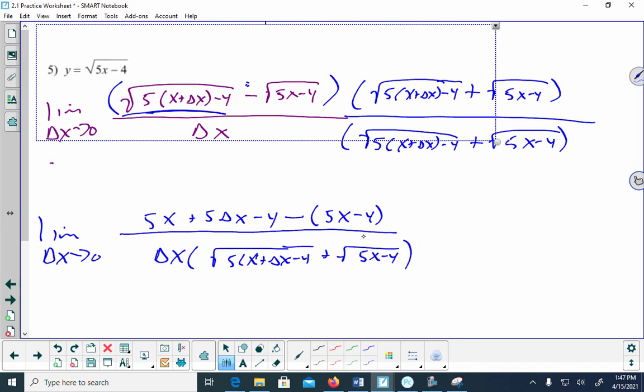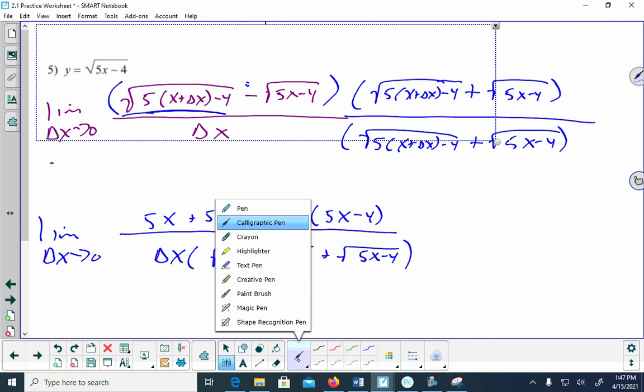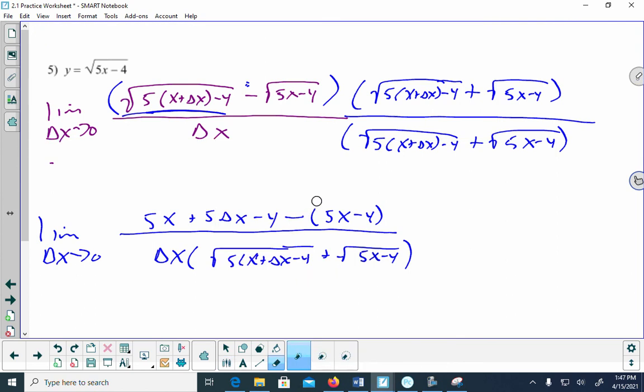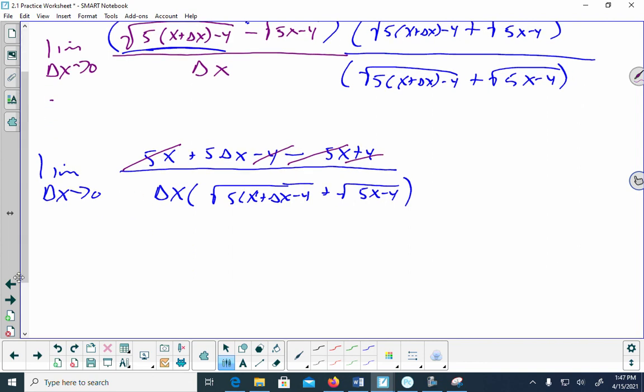So here when I distribute this negative sign, I'm going to kind of cheat, a little bit of cheating going on here. This will be minus 5x, and then when I distribute that negative sign, this will be plus 4. Okay, so that's legitimate what I just did. And now I am going to simplify what I can simplify. So the 5x's will equal 0, the 4's will equal 0, and I'm still taking the limit as delta x approaches 0. And I have 5 delta x over delta x times all this.